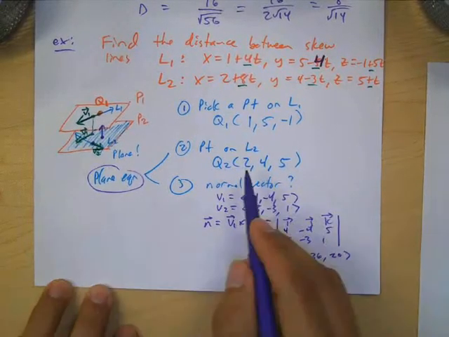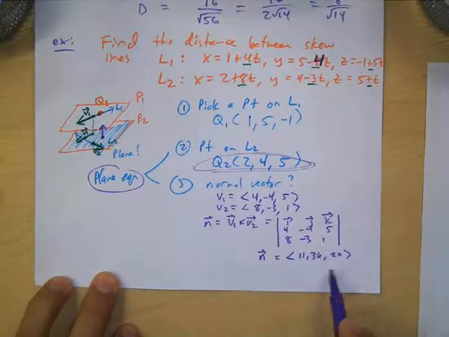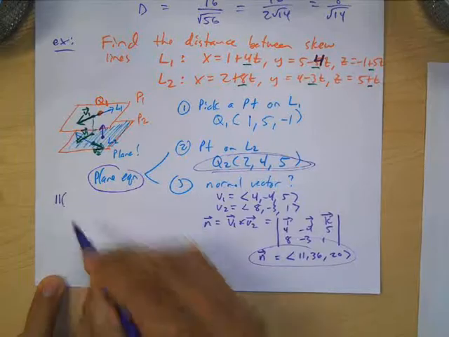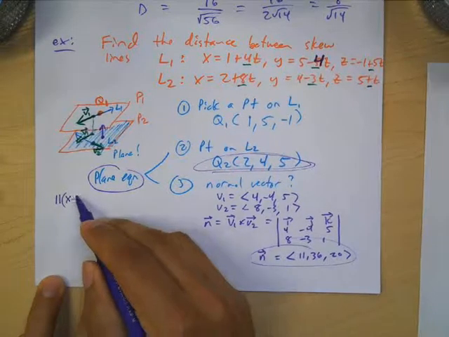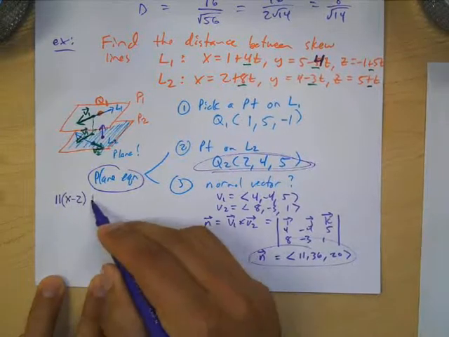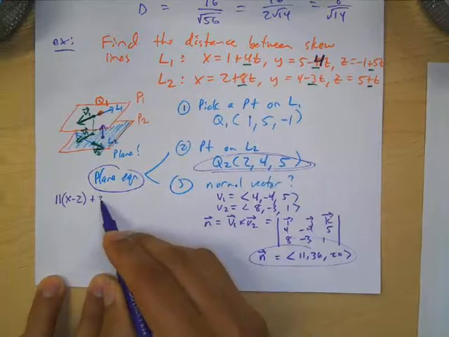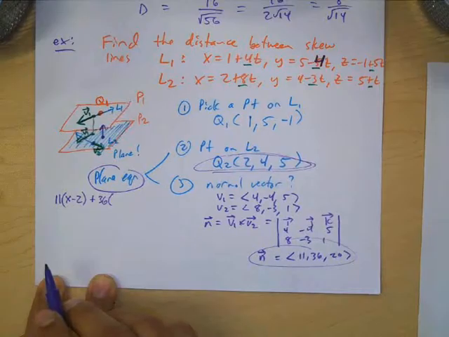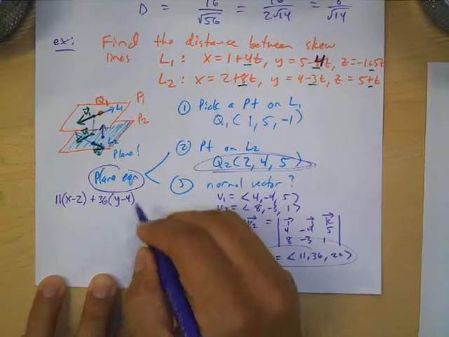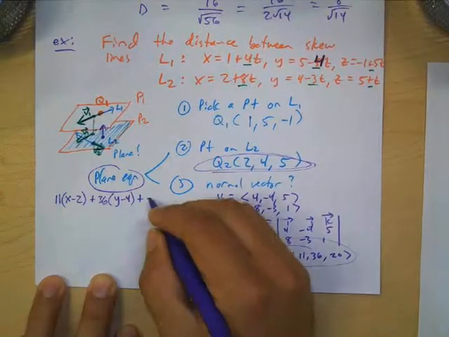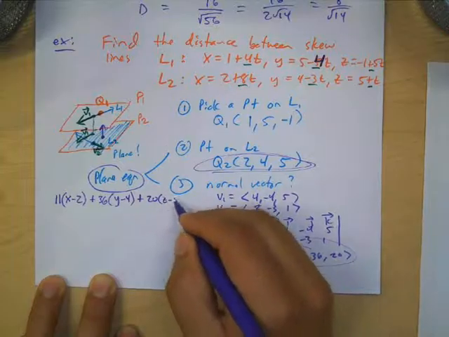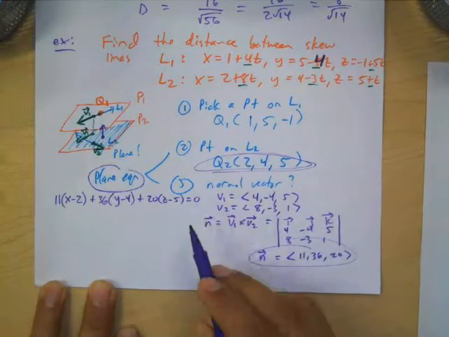We have a point on the plane, and here's our normal vector, so we just plug everything in. It's 11 times (x minus 2) plus 36 times (y minus 4) plus 20 times (z minus 5) equals 0. So that's how we start.